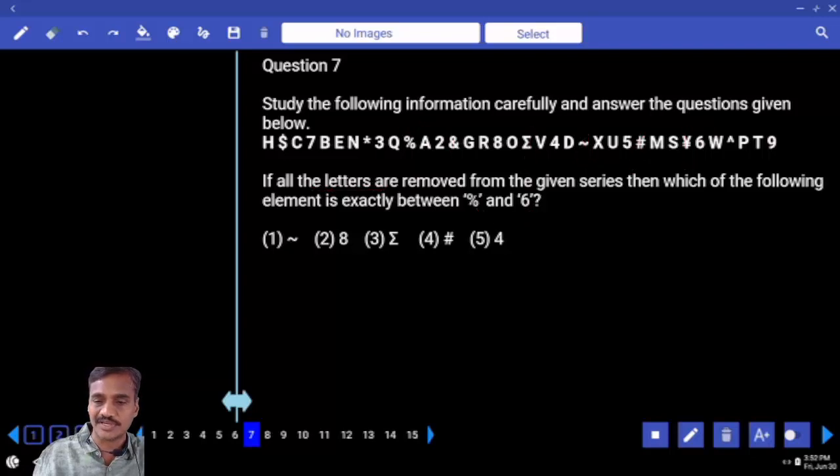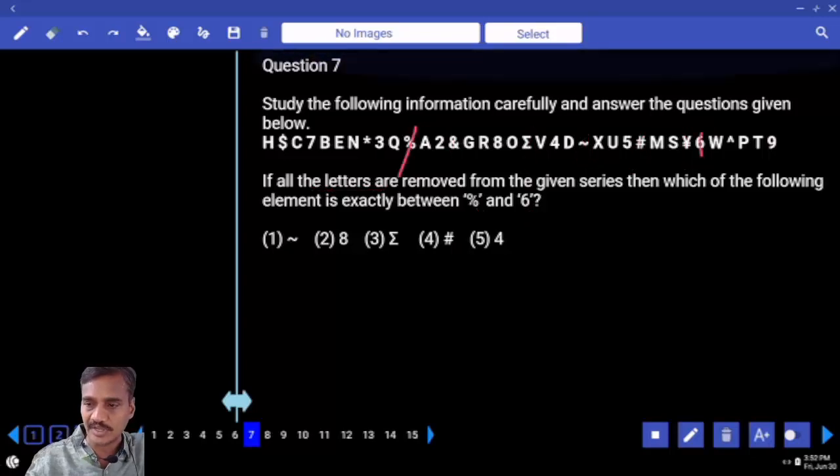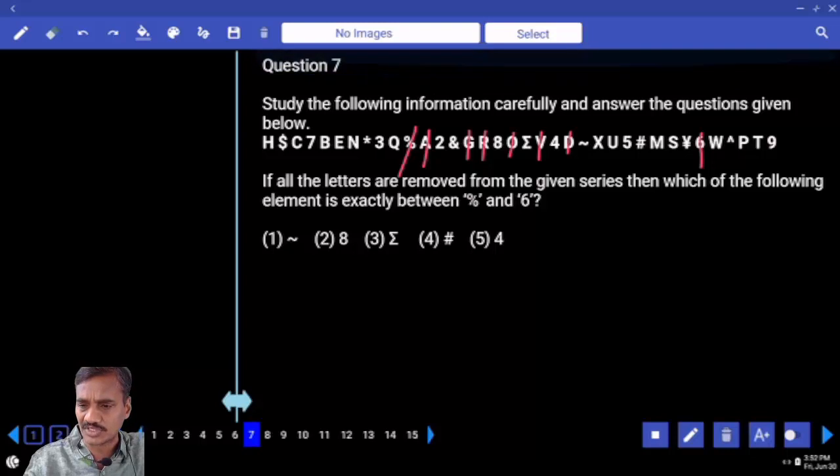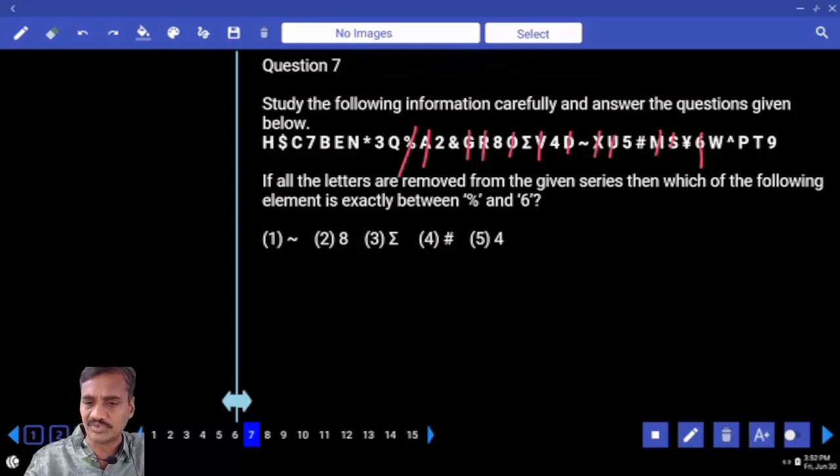Now if all the letters are removed between these 2, and if all the letters are removed here, 1, 2, 3 and the next one, and this is O and V, all the letters are removed here, then which element is in between these 2? Tell me what is the element that is common here? 1, 2, 3, 4, 5, 6, 7, 8. Isn't it?